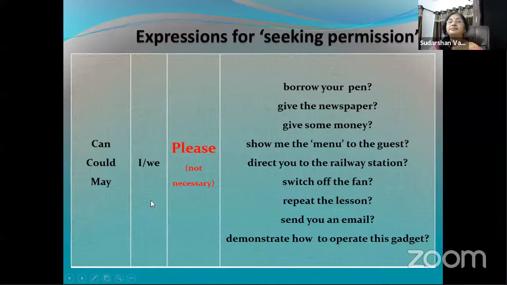May I, may we. Give some money, meaning no one is giving you, you want to give. Can I give some money as donation? Can I give the newspaper away?